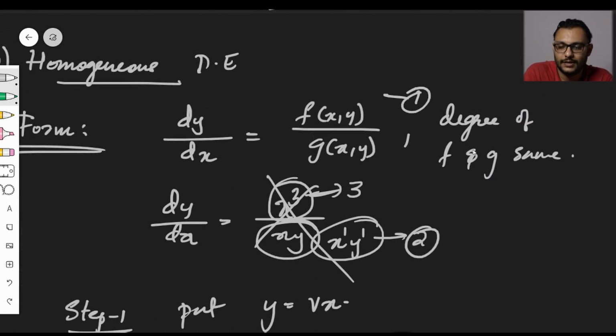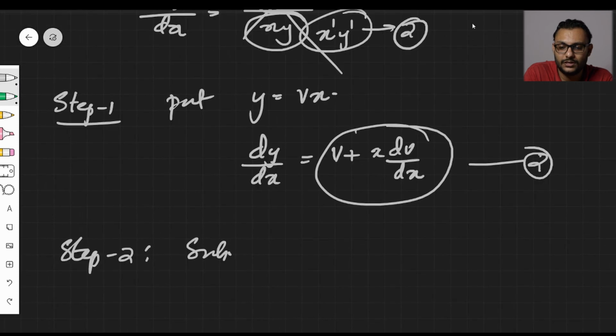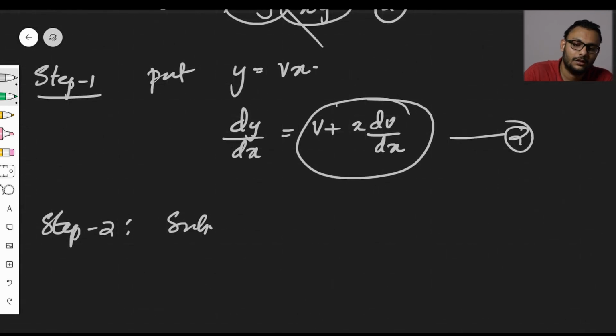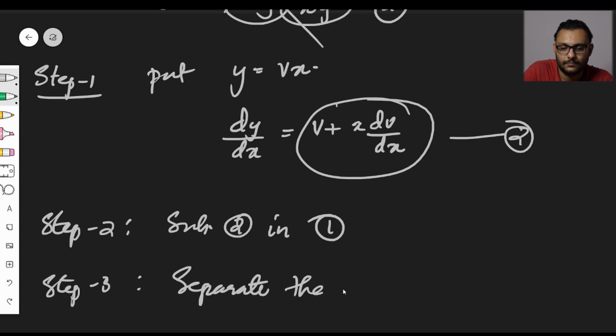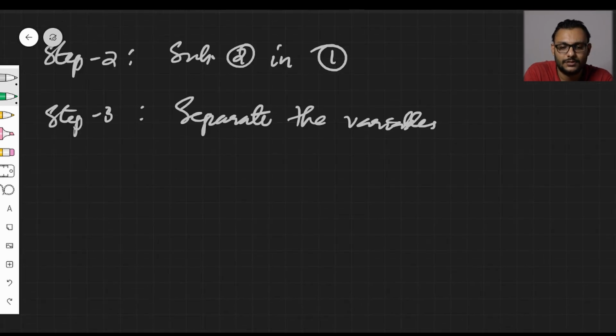Then we can say that substituting equation 2 in equation 1 will give a variable separable equation. So in step 2, substitute this equation in equation 1. In step 3, make the equation variable separable, or separate the variables, then it is just like the variable separable method.